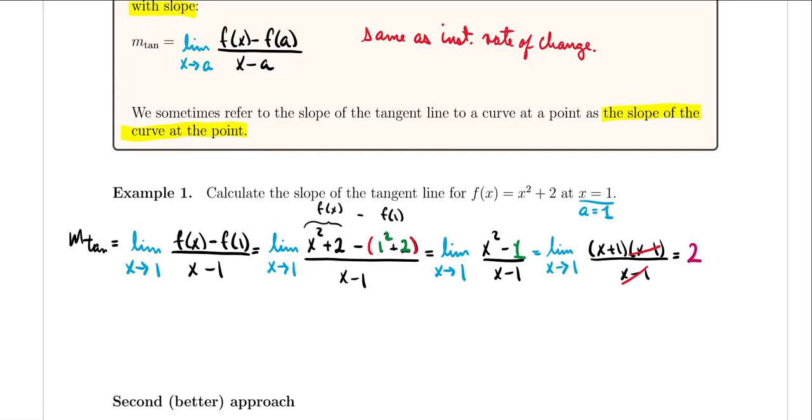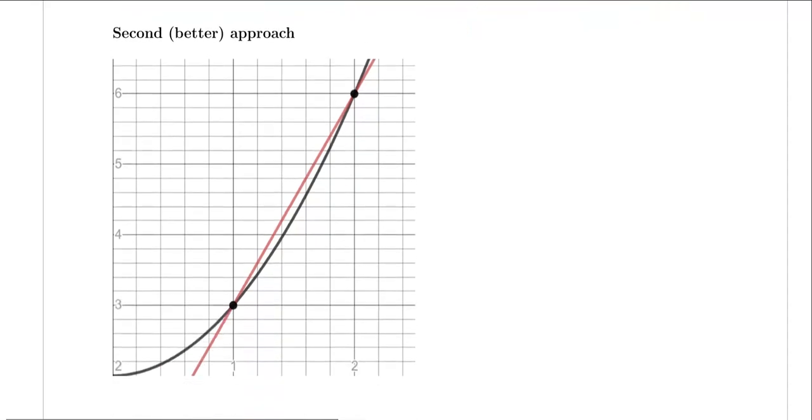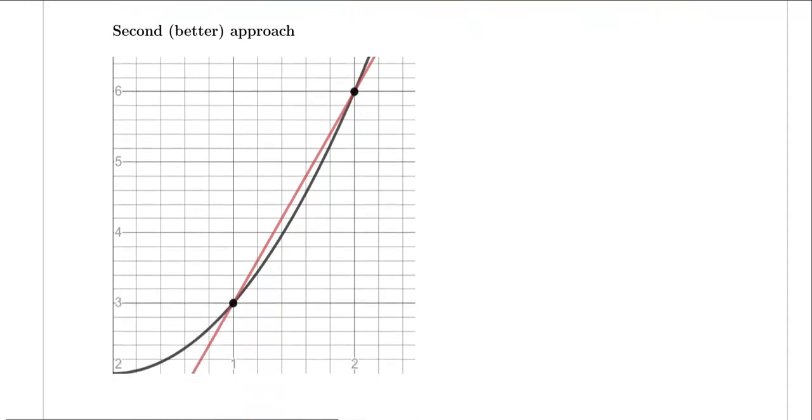So now I want to talk about a second, and what I would consider a better approach. All right, so let's take a look at this graph here. Now this is actually the graph for f of x equals x squared plus 2, so I'm going to label it here. Now I'm going to label the coordinates for the 2 points that are marked.